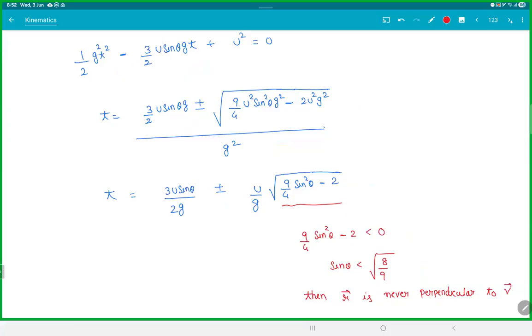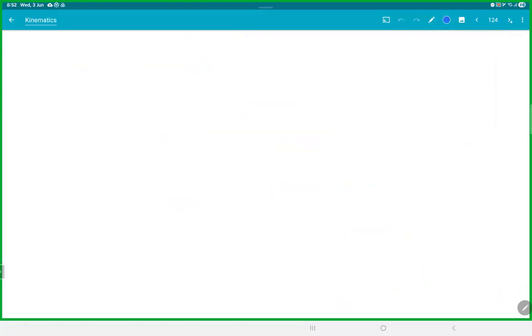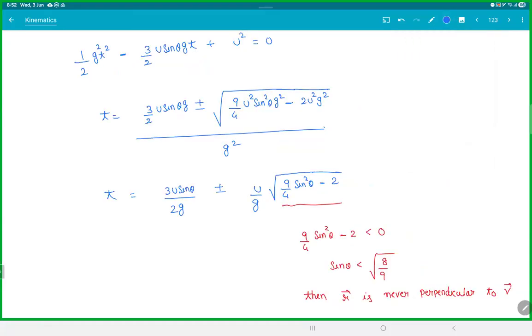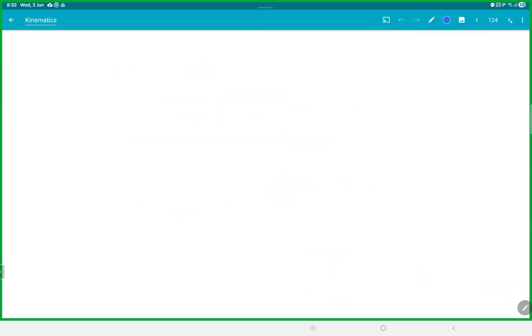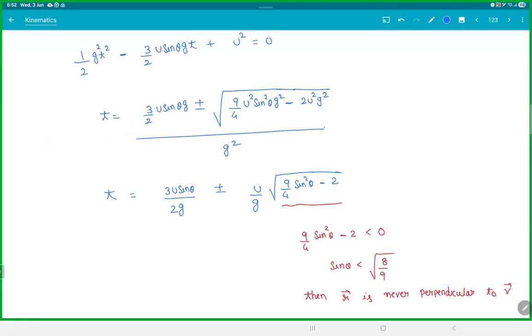Clear with this? Now, this actually gives you something else. Let's talk about this a bit more. This actually leads to another question, where this is saying R bar is never perpendicular to V bar. This actually comes from another question. We'll do that as a separate one, but let's stick to this thing now.